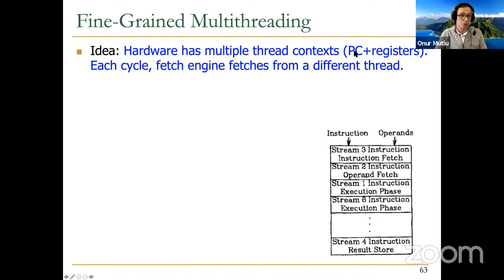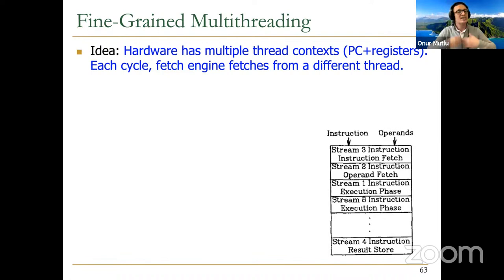Imagine we had a register file. We're not going to have one, we have eight of them. And in each set of PC plus registers, we're going to execute from a different thread. We're going to have a different software thread, if you will. Each cycle, the fetch engine will fetch from a different thread. So the pipeline will still be simple, but in each cycle, we're going to fetch from a different thread.